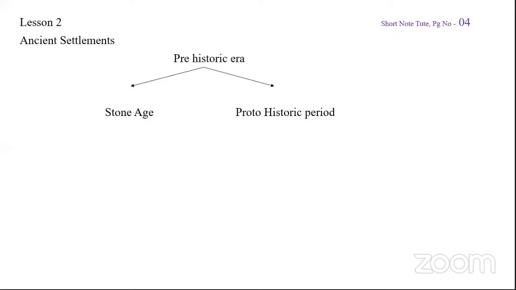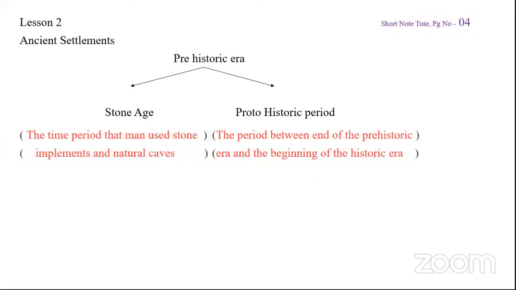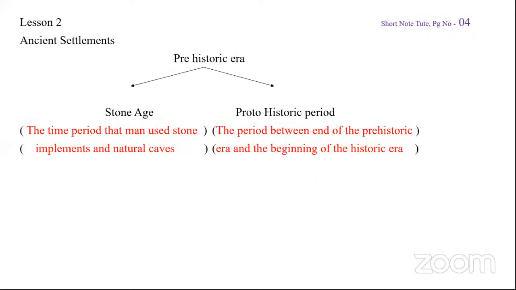What are the differences between the Stone Age and the protohistoric time period? Stone Age means the time period when man used stone implements. Even they were living in natural caves. So that was the really primitive time period, when they were using stone tools and living in natural caves.